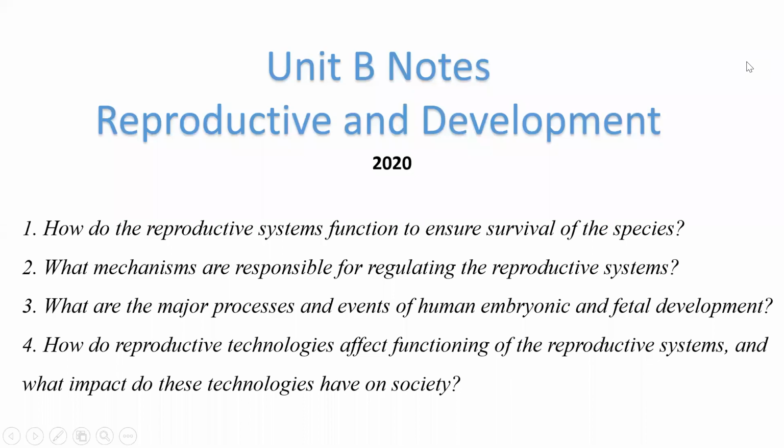Okay, folks, we are on the last unit here, Unit B, Reproduction and Development. We're going to do the reproduction part this week, and we'll look at development next week. So how do reproductive systems function and ensure survival of the species? What mechanisms are responsible for regulating reproductive systems?